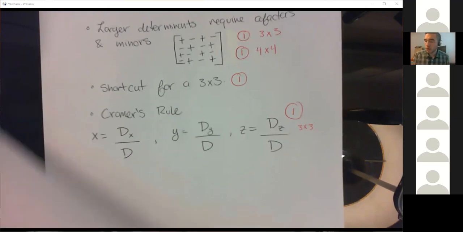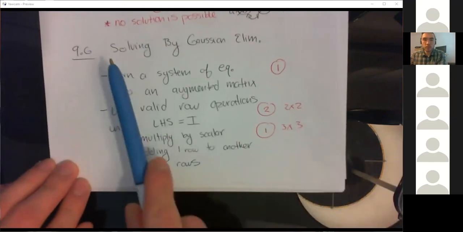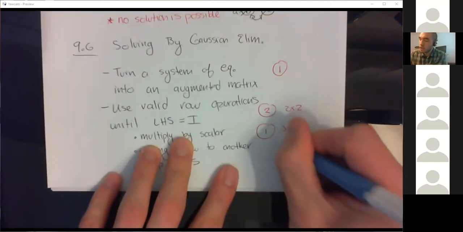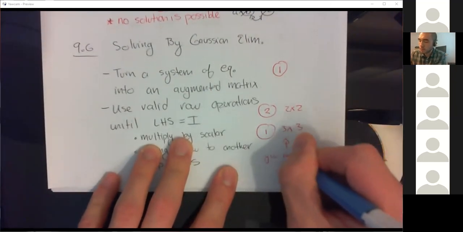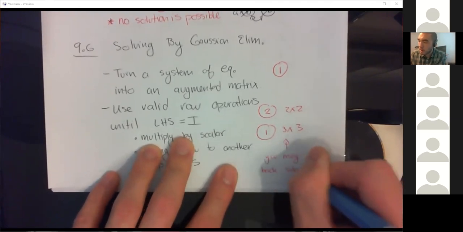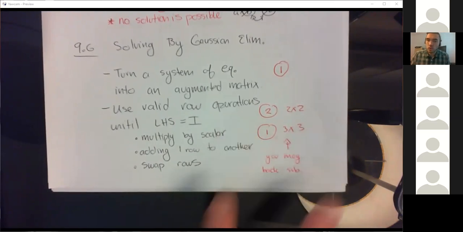Okay, so that would actually be a question here, 9.6, solving by Gaussian elimination. For this question, and I'll be clear about it on the test, you may use back substitution. So if you saw that and you liked it, it's a completely valid approach. It makes it so that instead of doing elimination on 6 digits, you only have to do elimination on 3 digits. If you like that technique here for the 3x3, you may back substitute to get your solution. Is that okay? Thank you.